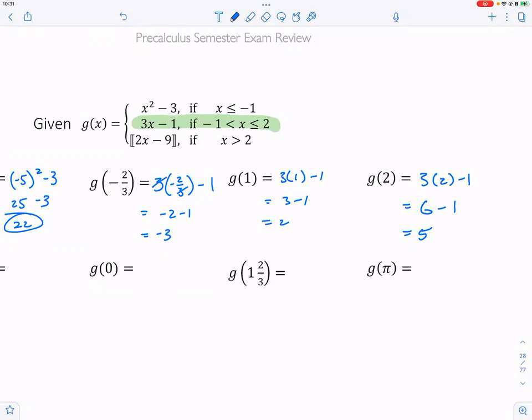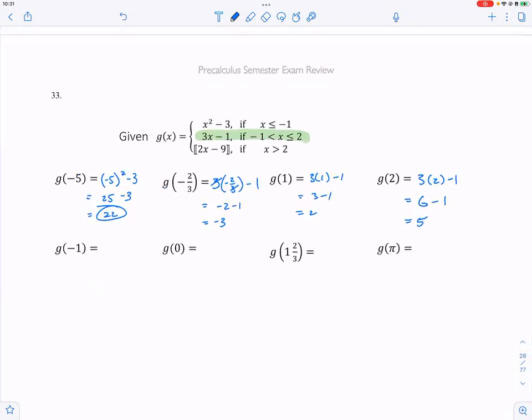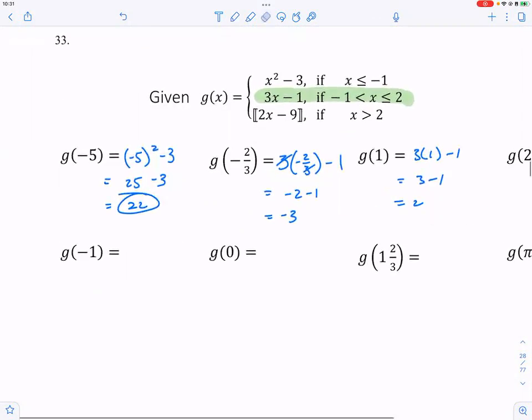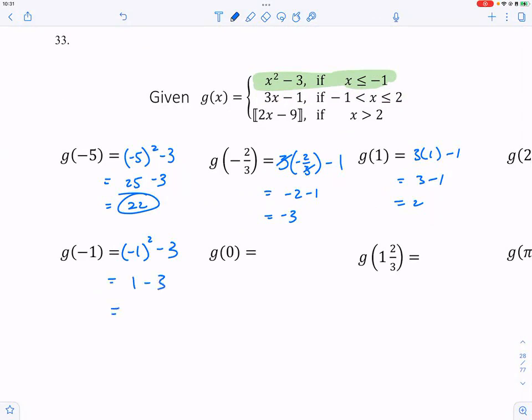Okay, make sure you know what to think when you look at these function notations. G of -1, we will use the top equation because that's when x is equal to -1. So we show our substitution again. So that becomes 1 minus 3, which we will have -2 as the answer. G of 0, we have 3 times 0 minus 1, and you have 0 minus 1, which is -1. Use the middle equation when x is equal to 0.